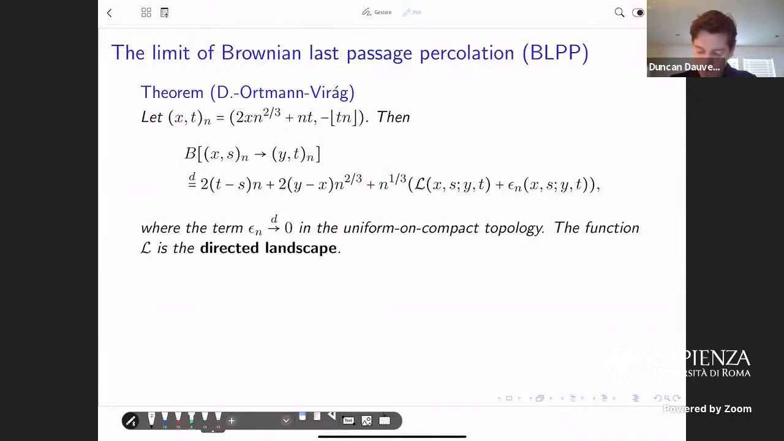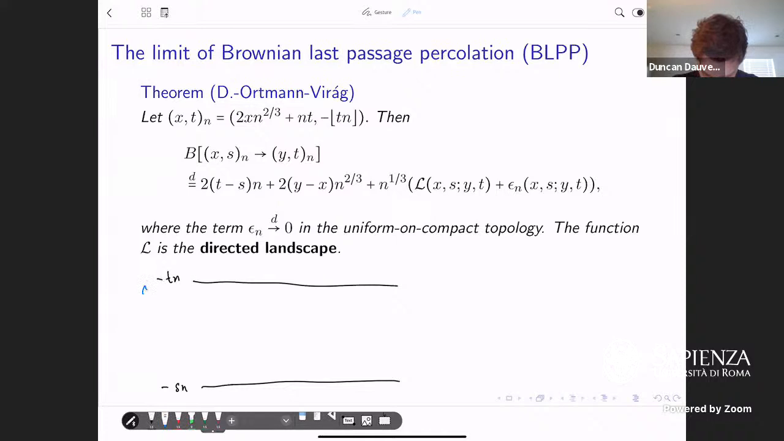So then what we did when we constructed the directed landscape is this pre-limiting model that we're using. This is the theorem, which I'll unpack: if you look at the rescaled Brownian last passage value across a span of order n lines, the way we set it up, we're going from roughly line negative Sn here to negative Tn here. So we're looking at a span of n lines here.